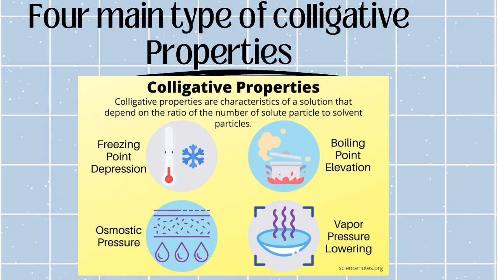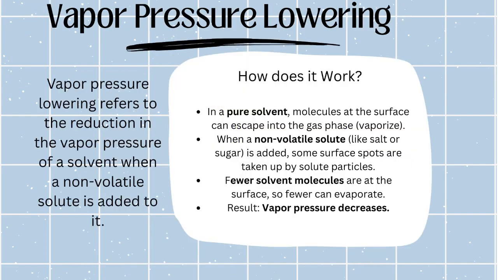In total, we have four main types of colligative properties. We have freezing point depression, boiling point elevation, osmotic pressure, and vapor pressure lowering. I am going to be discussing the vapor pressure lowering and the boiling point elevation, while the other two will be discussed by the next reporter. So, let's start with what is vapor pressure lowering.